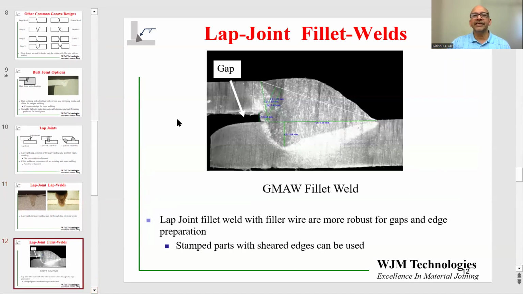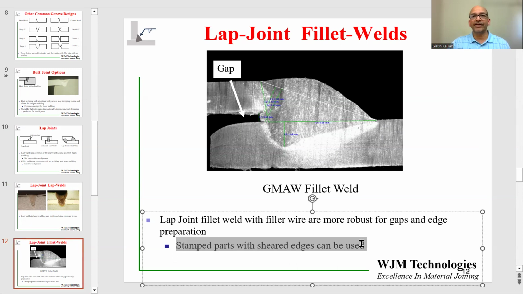On the next slide, we see a lap joint made with a fillet weld. In this case, the cross-section shows over here. This is the fusion location, and the two parts have a gap in between. So that is one of the benefits of using a filler wire. The filler wire can compensate for the gaps, and even the edge preparation does not have to be perfect.